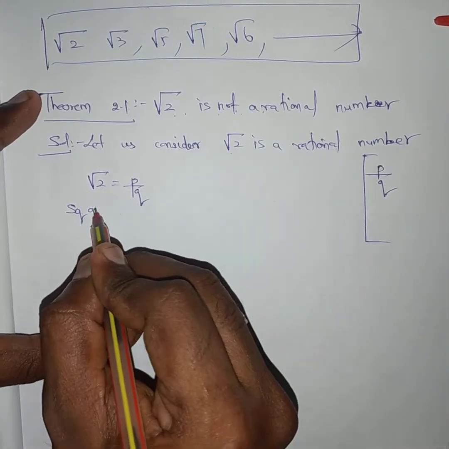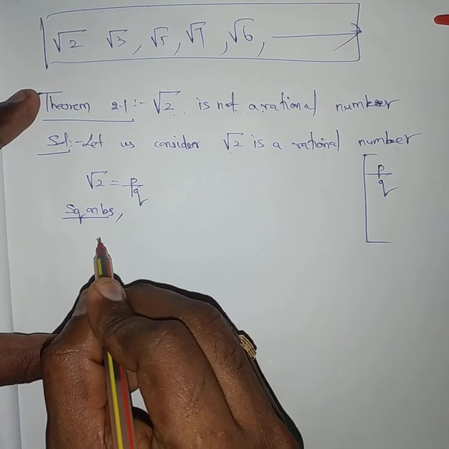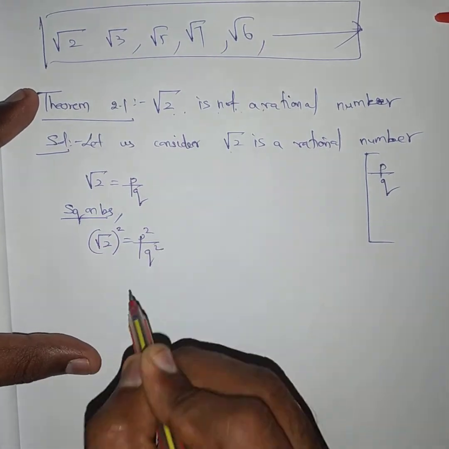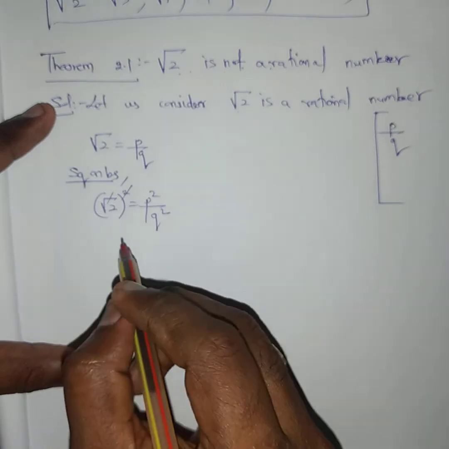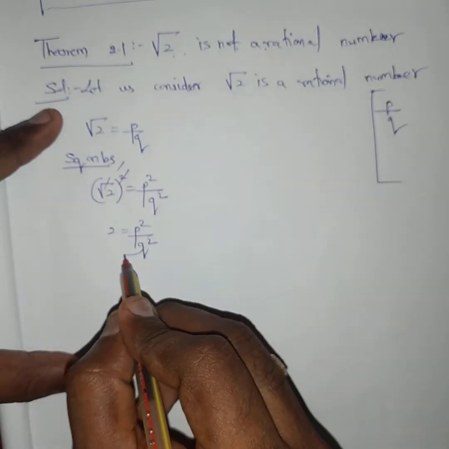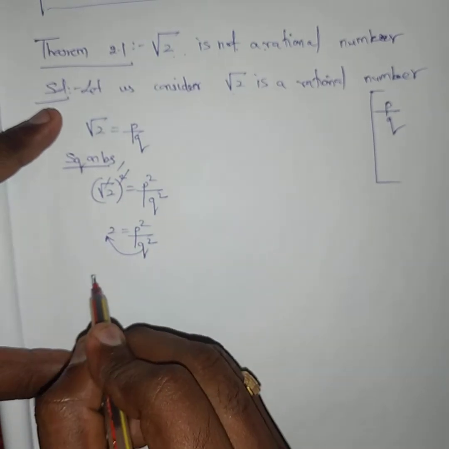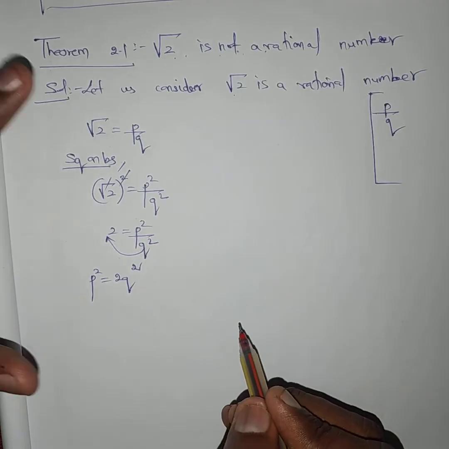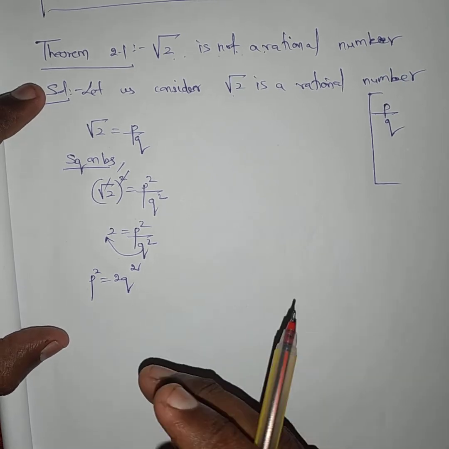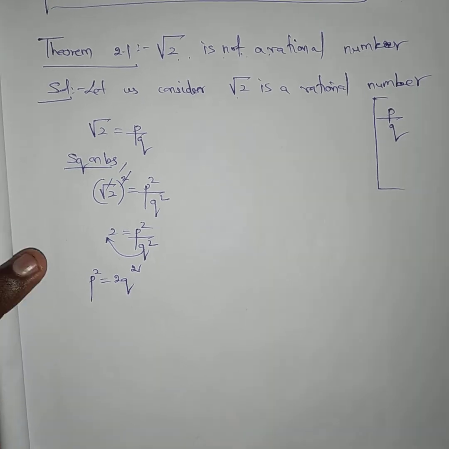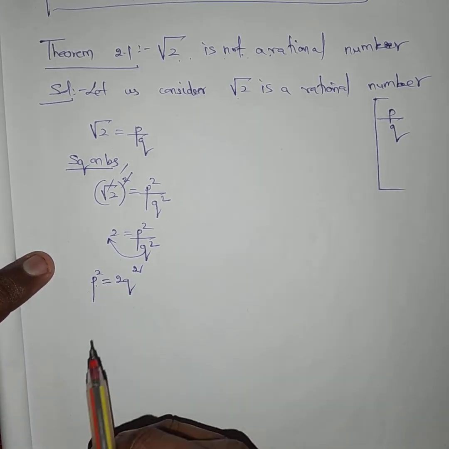Now squaring on both sides, square root of 2 the whole square is equal to p square by q square. Square and square root get cancelled, so 2 is equal to p square divided by q square. This q square moves to this side. Therefore, p square is equal to 2 into q square.